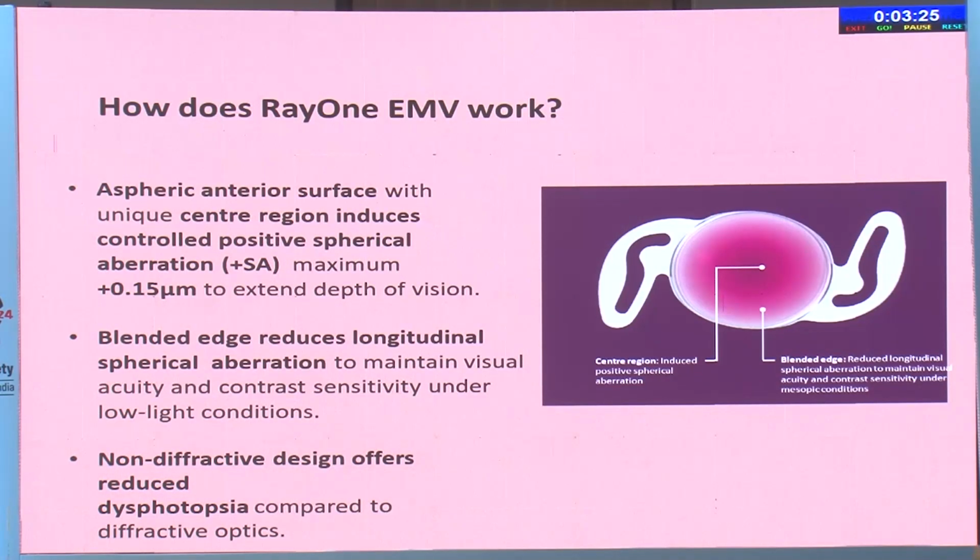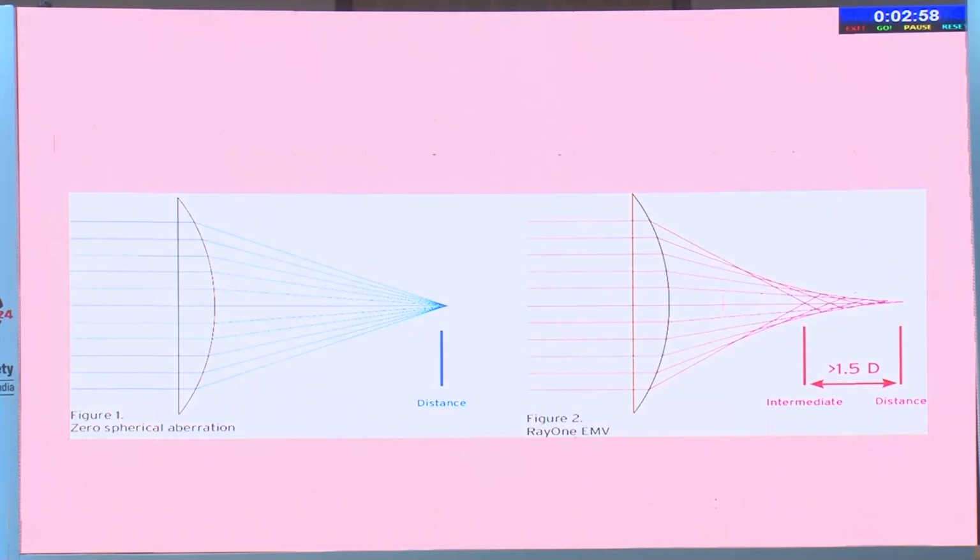How does the EMB lens work? The anterior surface is aspheric, but the central region induces a controlled positive spherical aberration of say around 0.15 micron, which extends the depth of vision, and this zone is blended with the aspheric zone, so there is minimal loss of visual acuity or contrast sensitivity, and being non-diffractive, it doesn't have any night vision problem. So you can see how the spherical aberration can shift the focus for quite some distance.